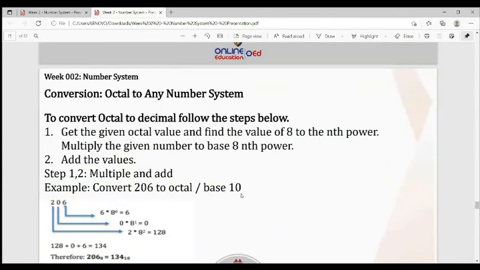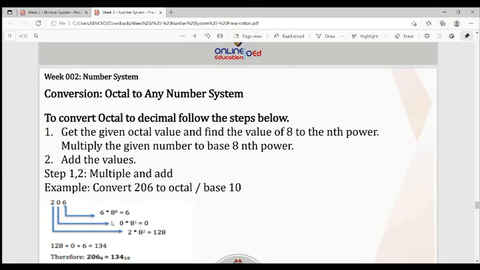Ayan. Then, to convert octal to decimal, we will follow the steps. Get the given octal value and find the value of 8 to the nth power. Yan, we will raise the weight. Kukunin natin yung weight in octal. Multiply the given number to base 8 nth power. Then add the values. So just like this one.